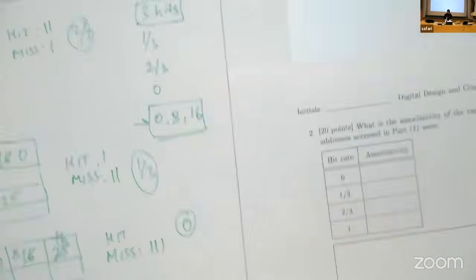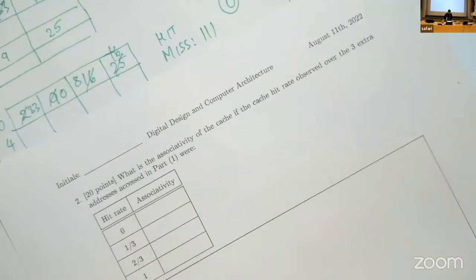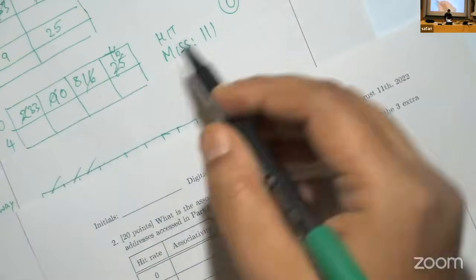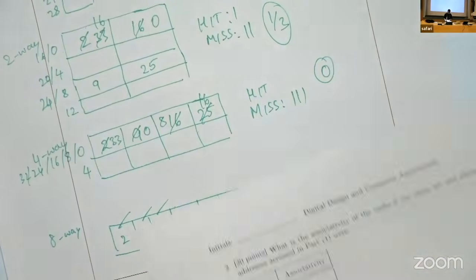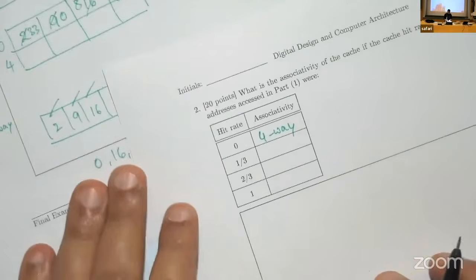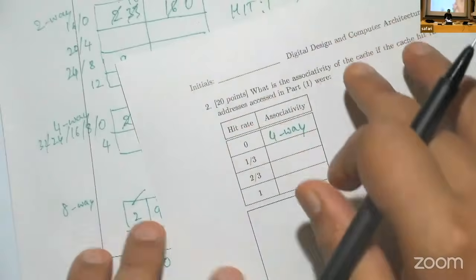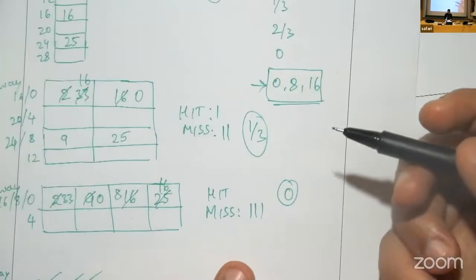So now we'll look at the next part of the question, which is a continuation of the first part. And here we are asking what is the associativity of the cache if the cache hit rate observed over the 3 extra addresses accessed in part 1 is: if it's 0, then it's 4-way. Then 1/3 is 2-way.